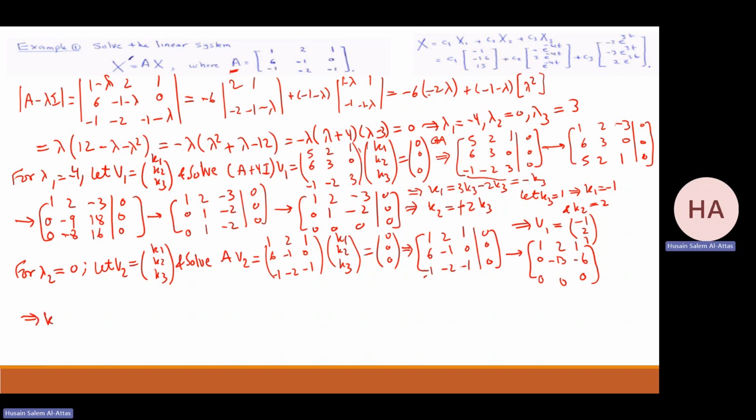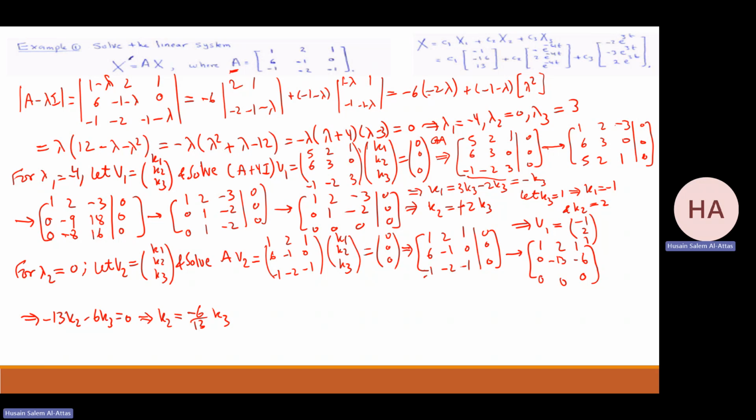So I have what? I have K2, or let me be careful. Minus 13K2, minus 6K3, equals 0. That means K2 will be equal to what? Minus 6 over 13 K3. Is it? I made a mistake. This is 1, 2, 1, 6, minus 1, 0, minus 1, minus 2, minus 1. Multiply by minus 6 and add, that will be minus 13. By minus 6 and add, that will be minus 6. 0, 0, 0. Yeah, seems to be correct.